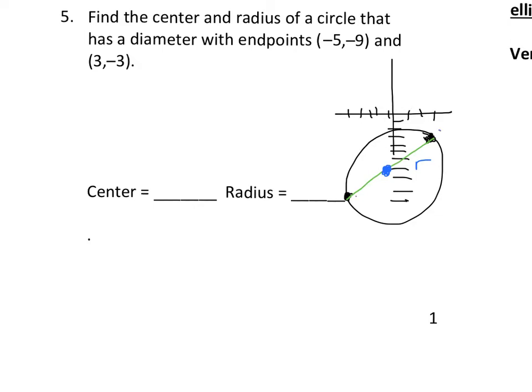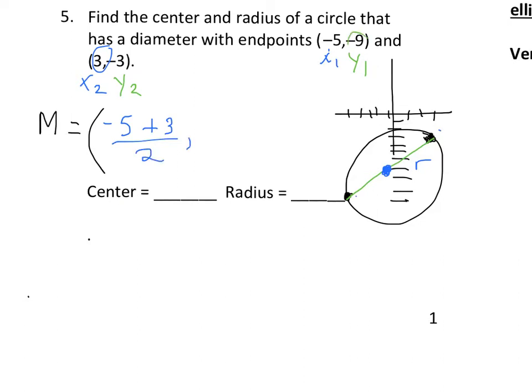Let's go ahead and label those x1, y1, and x2, y2. So first we need the midpoint formula. That's when we take the x's and add them up. So it's going to be -5 plus 3 over 2. Then we'll take the y's and add them up. So that's going to be -9 plus -3 over 2.